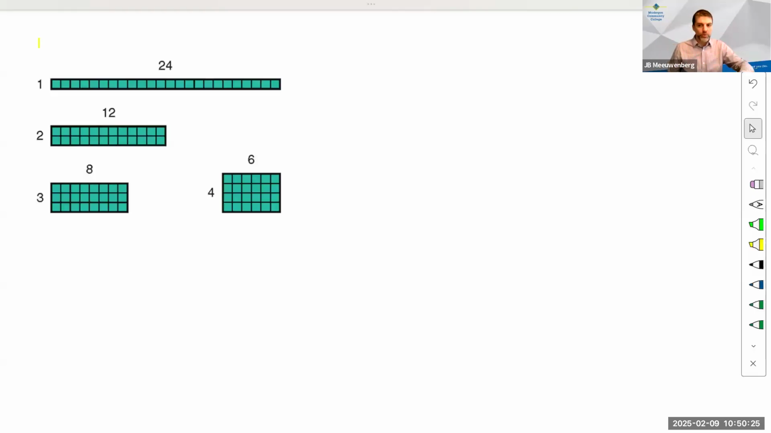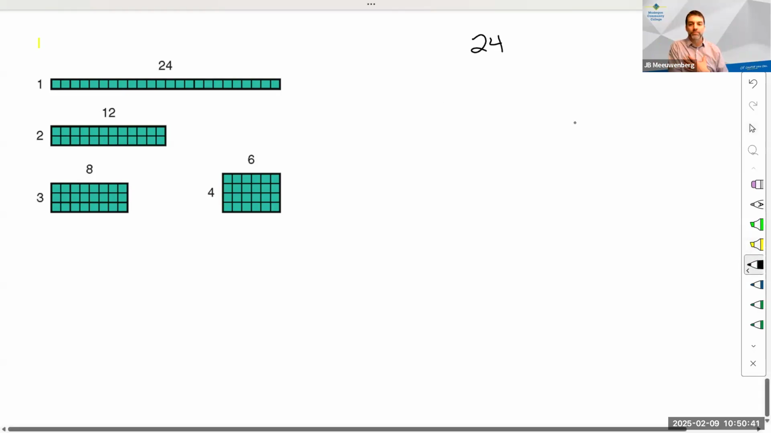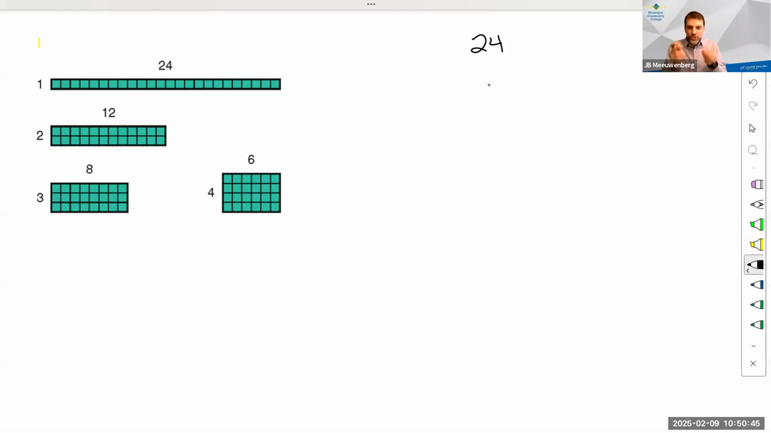In this second video, we're going to be exploring factors and specifically greatest common factors. And so let's do a quick recap of some things we talked about in the previous section. What you see here are arrays that represent the number 24. And if you take your 24 unit squares and arrange them into rectangles, you really have four different options.